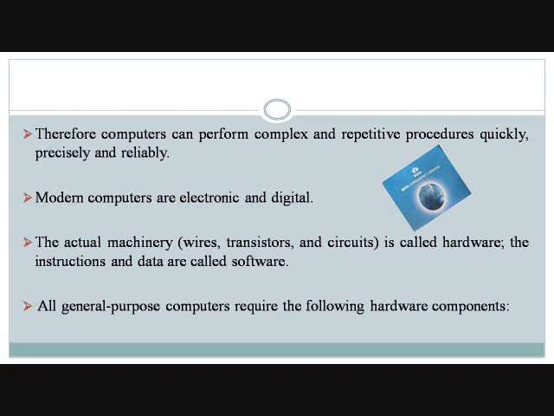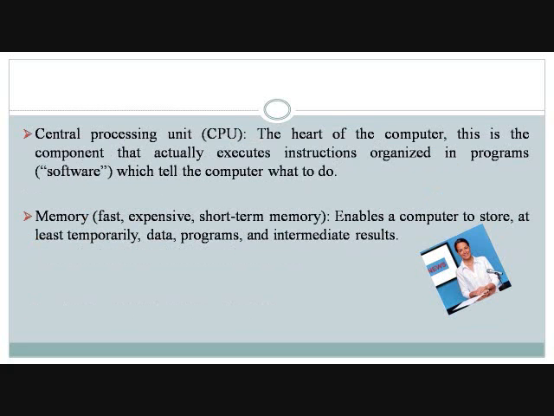Modern computers are electronic and digital. The actual machinery is called hardware; the instructions and data are called software. General purpose computers require the following hardware components: Central processing unit, the heart of the computer. This is the component that actually executes instructions organized in programs which tell the computer what to do. Memory enables a computer to store, at least temporarily, data, programs, and intermediate results.